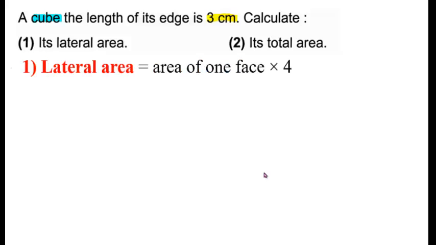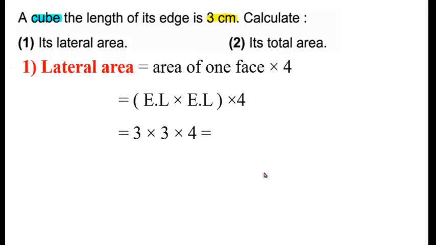Lateral area of a cube is equal to area of one face times 4, which equals edge length times 4, which is 3 times 3 times 4 equals 36 centimeters squared. And what about the total area?